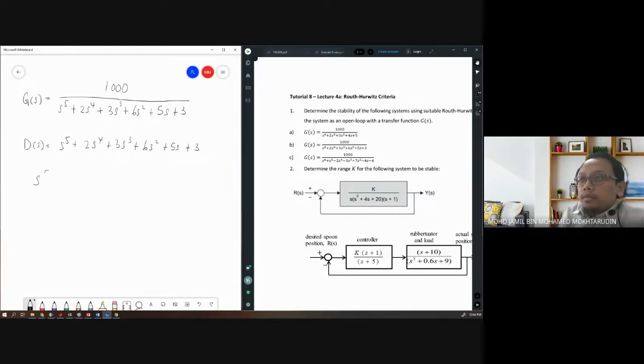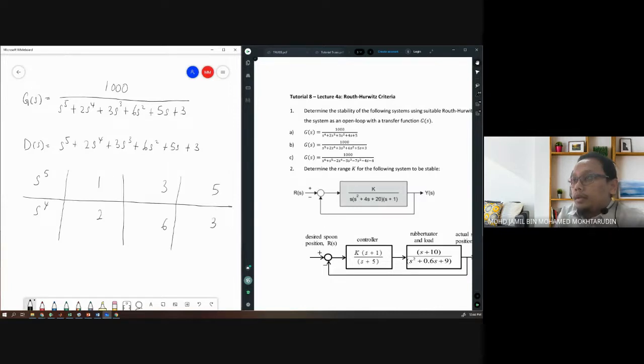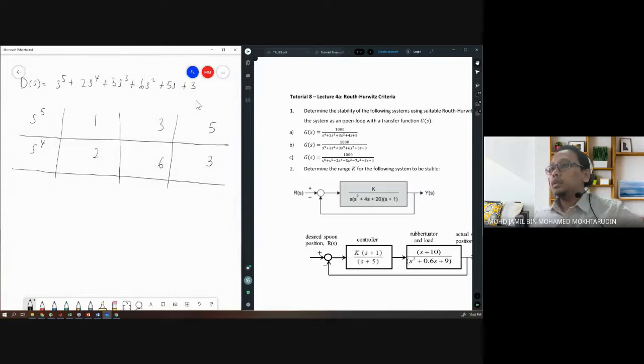We start with S power 5 and then S power 4. So we get 1, 2, and 3, 6, and 5, and 3. And we can calculate for row S3. So we get (1 times 2 minus 3 times 1... ) 2, 3, 6 over 2. So we get 0 here.